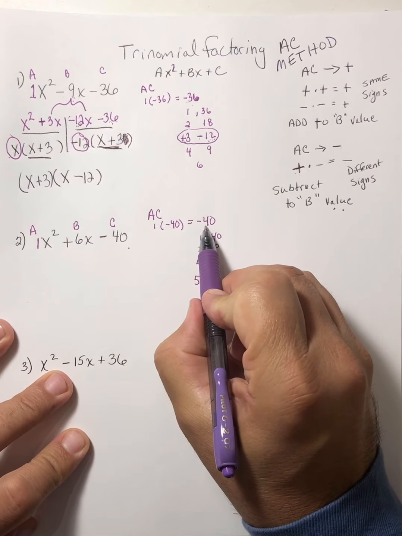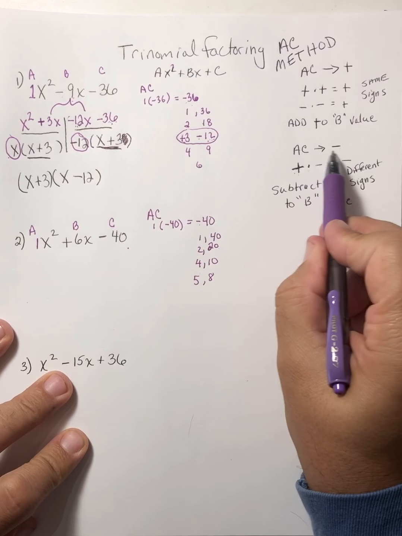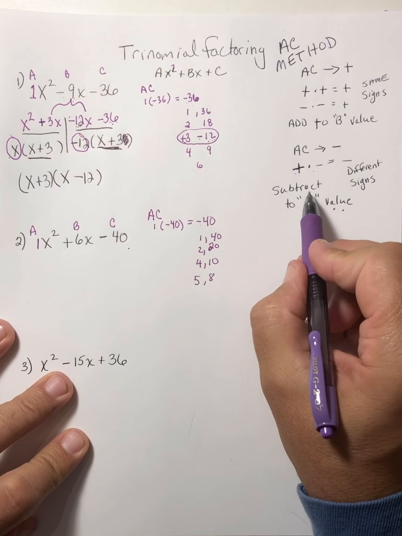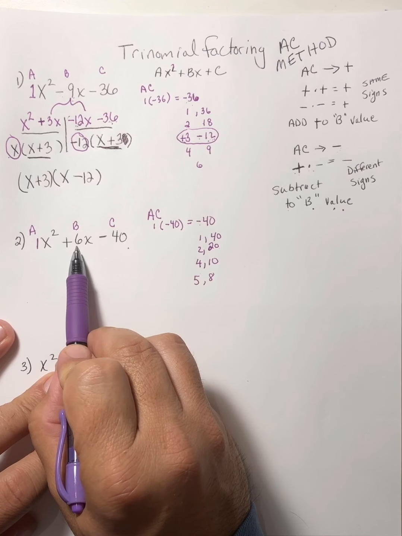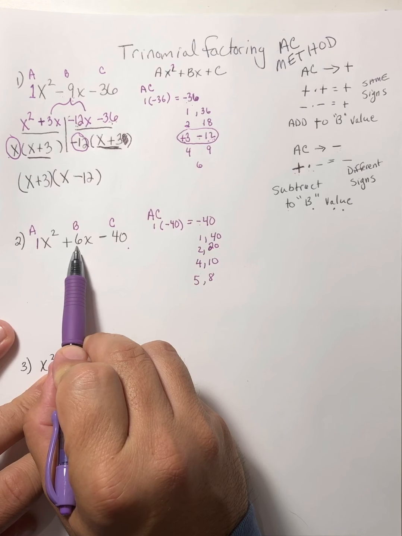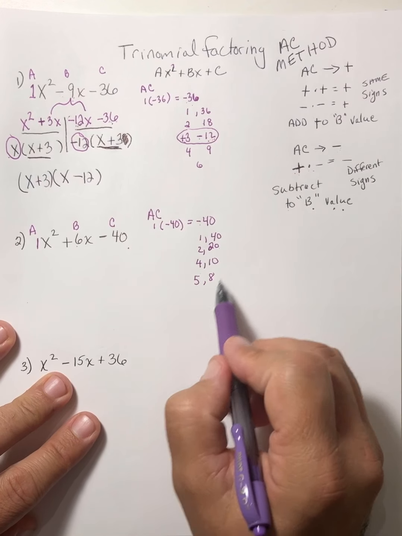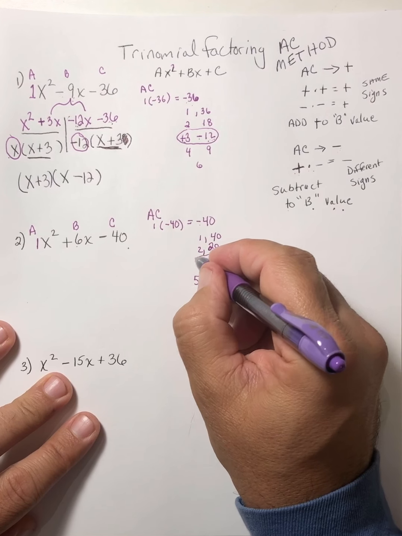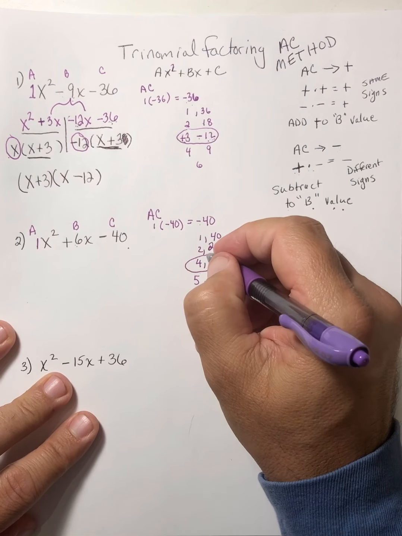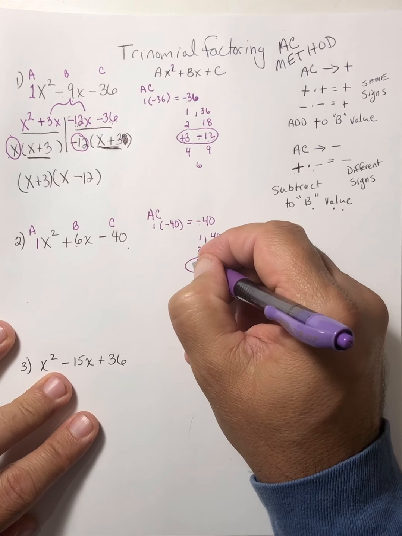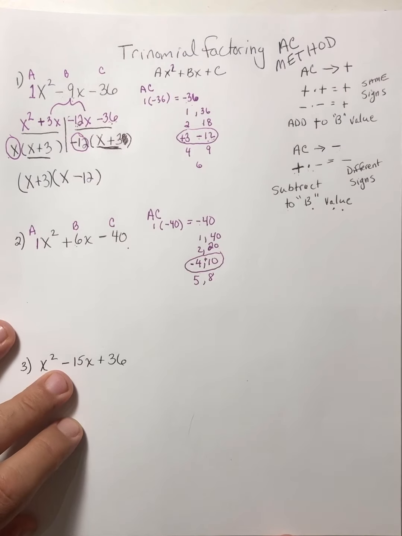All right, the 40 is negative, so our A times C is negative. Signs are different. Subtract to the B value. Like I said, I'm ignoring the sign. We have to subtract and get 6. Well, what's the only one here that subtraction gives us 6? That's right, 4 and a 10. 6 is positive, so that means the 10 is the positive, the 4 is the negative. Okay.